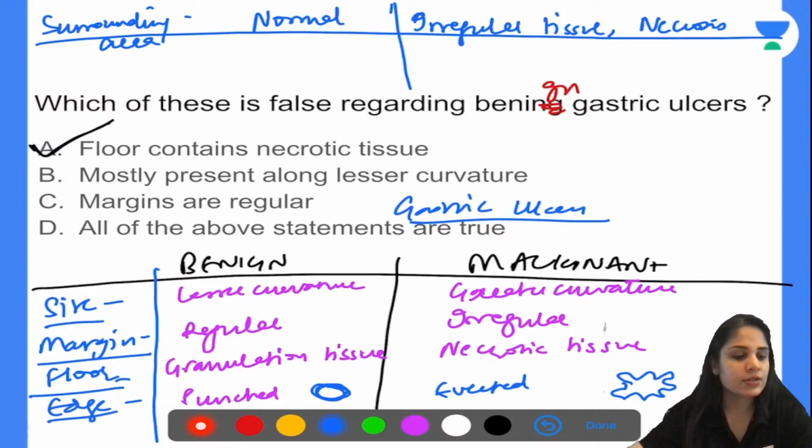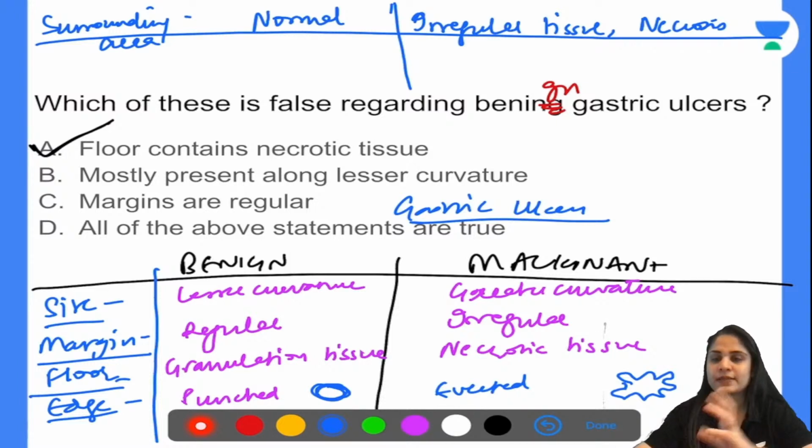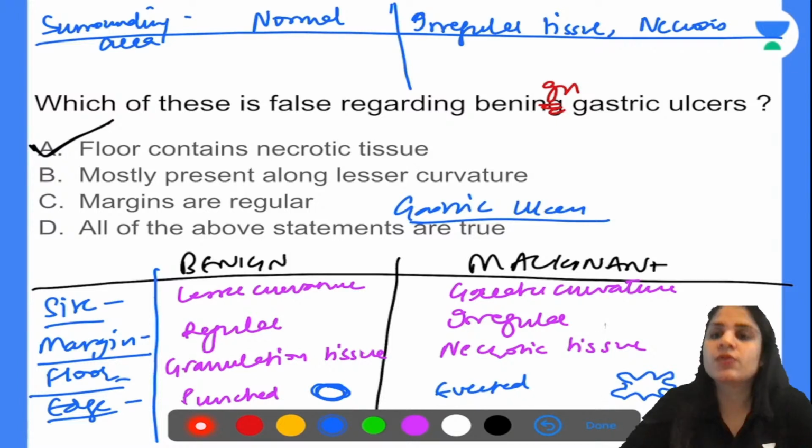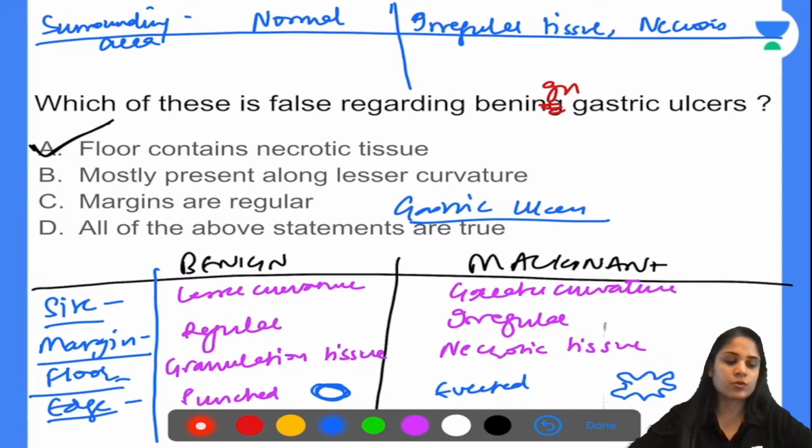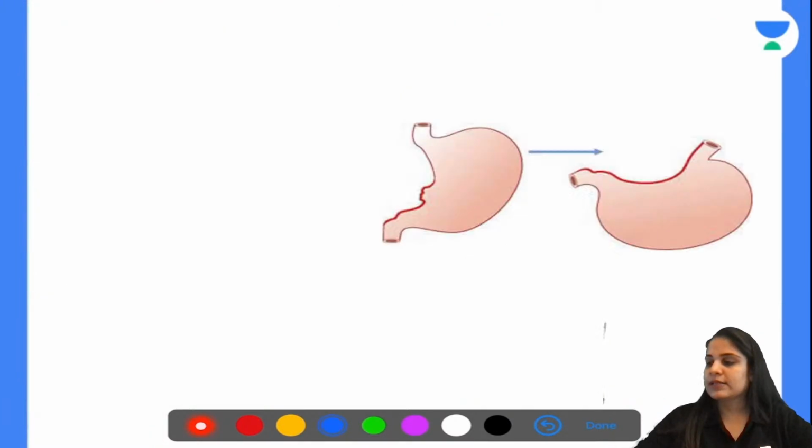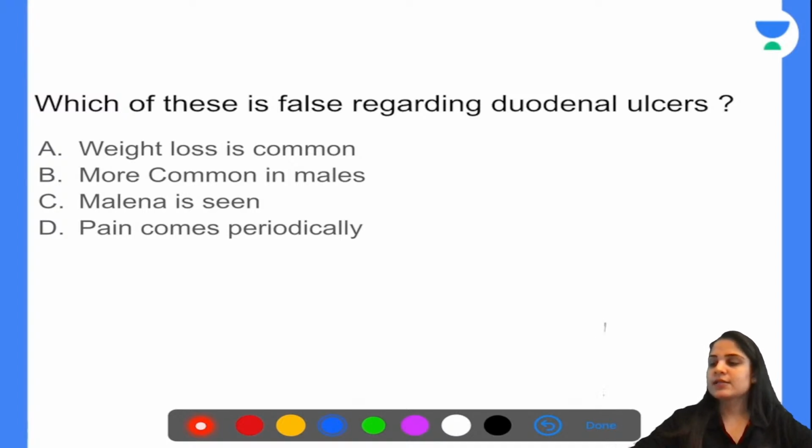So they can ask in your exam any of these topics, like identify what is false about benign gastric ulcer or false about malignant gastric ulcer, and you should be able to answer. Now next question for you guys. Which of these is false regarding duodenal ulcers? So from gastric ulcers, we move to duodenal ulcers now. Weight loss is common, more common in males. Melena is seen. Pain comes periodically. Very easy to identify because we have just discussed gastric ulcer. So you should be able to differentiate between gastric and duodenal ulcer easily.